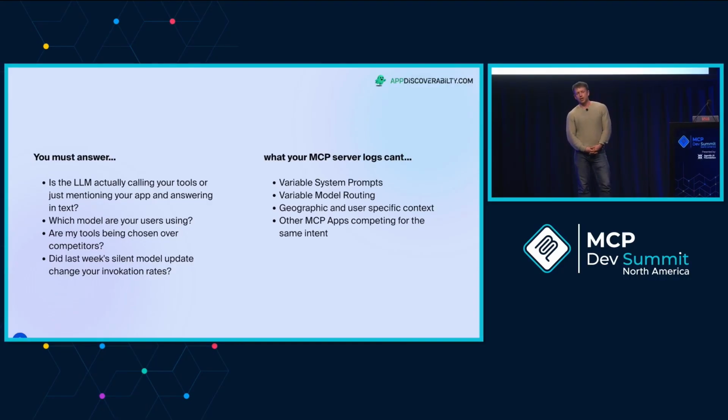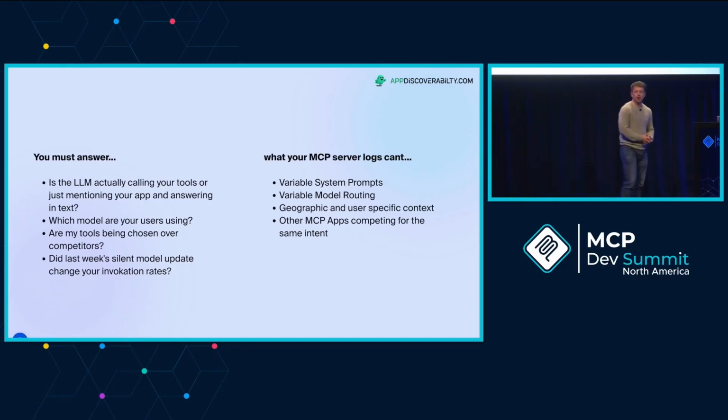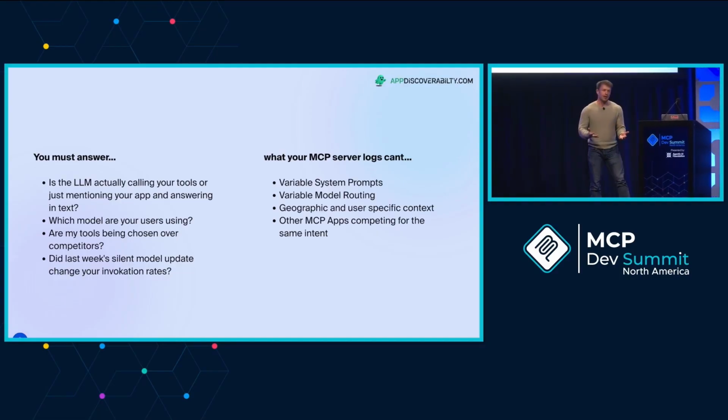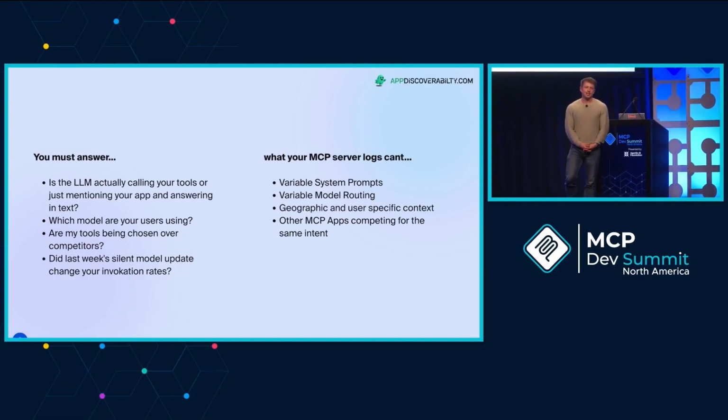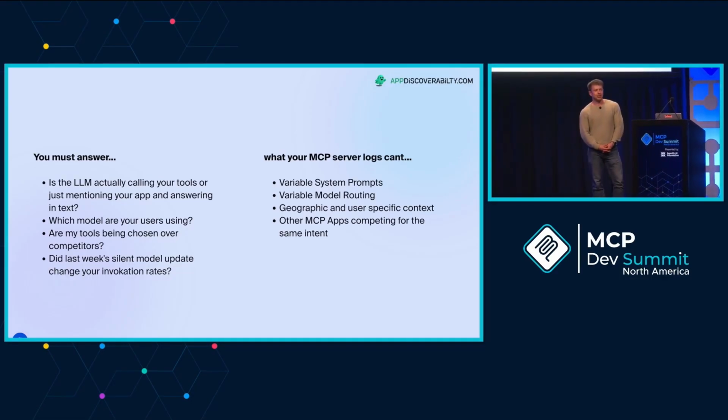And this is not something you can get from MCP server logs. So stuff like geography, context, and personalization, all that stuff is invisible to you unless you are doing some sort of live LLM monitoring. And this is very tedious. You have to go into ChatGPT or Claude and do this manually. But it is really the only way. So I'm going to give a few examples of the kinds of things you're missing if you're not actively doing this.